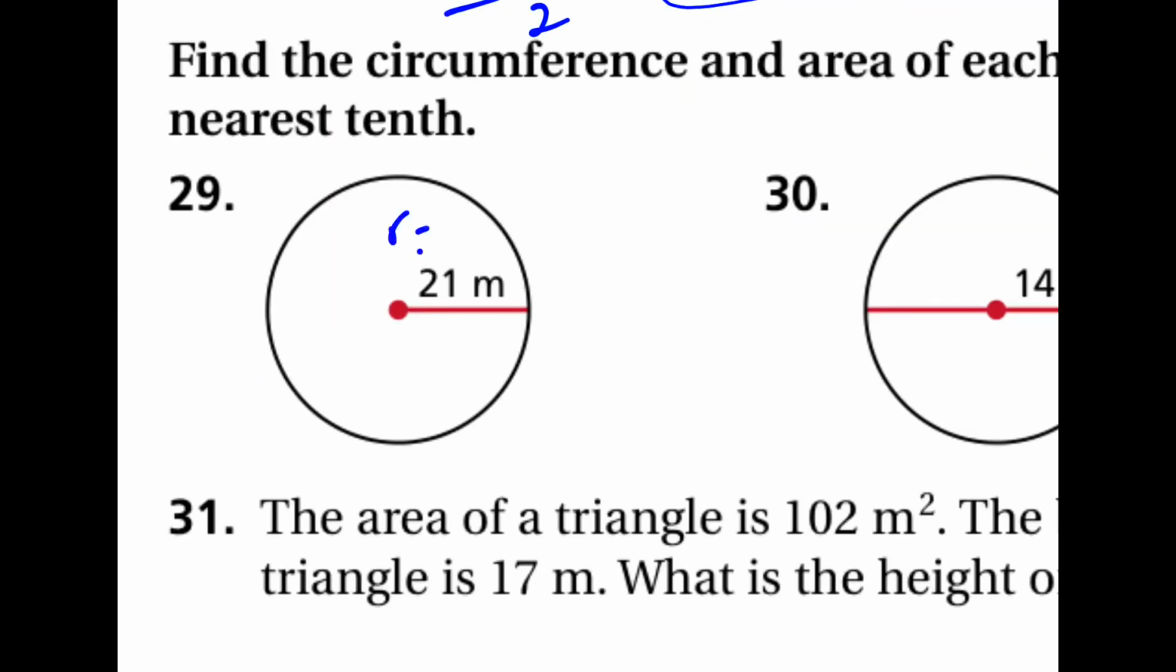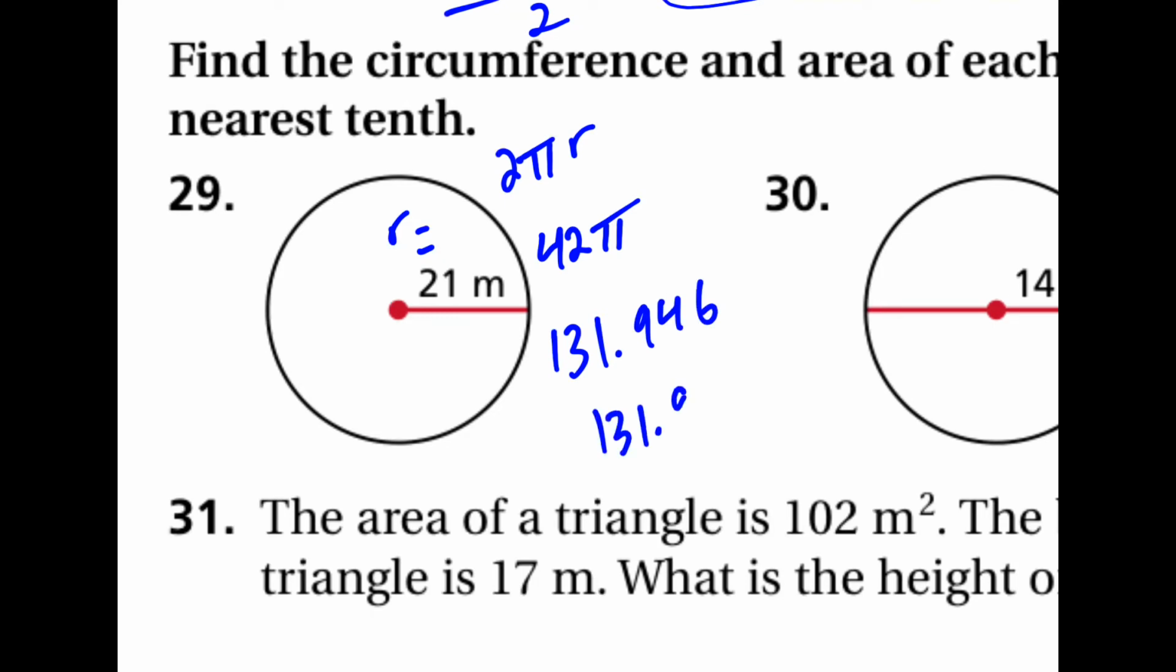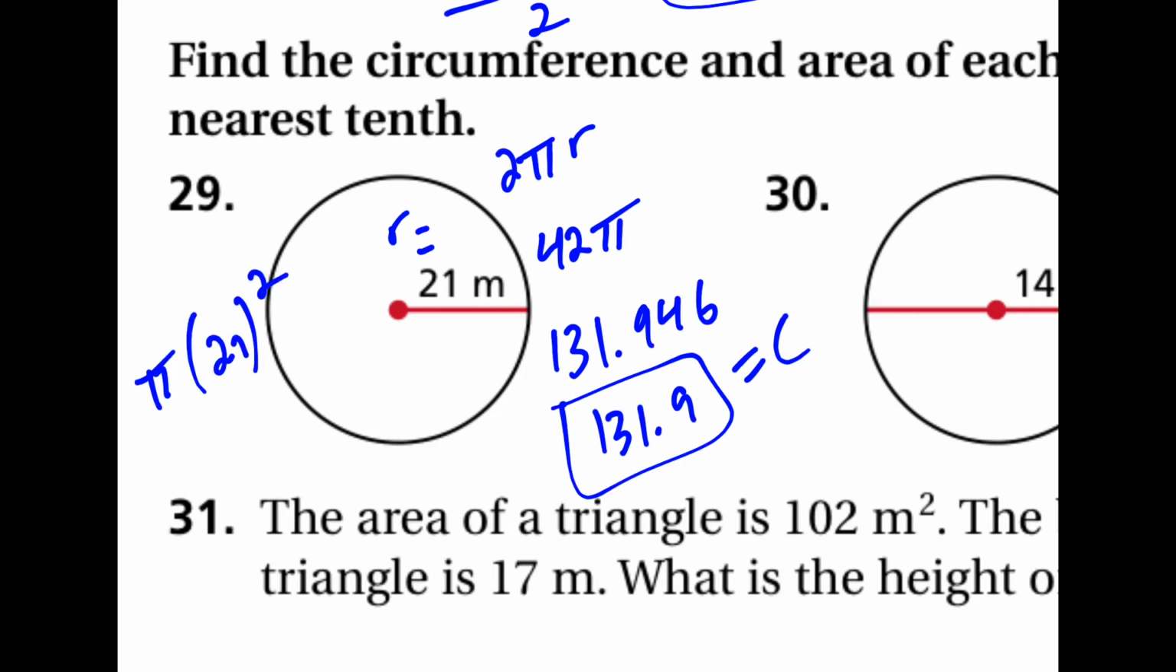29, the radius is equal to 21. If I want to find the circumference, that's 2 pi r. So that's going to be 42 times pi. If I rounded that to the nearest tenth, I get 131.946, and I basically round it to this, 131.9. That's the circumference. To find the area, I'm going to take pi times 21 squared. So that gives me 441 pi and 1,385.4 meters squared. And this was meters. That equals the area.